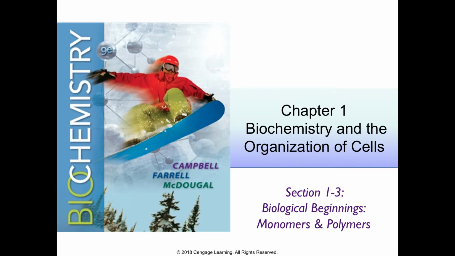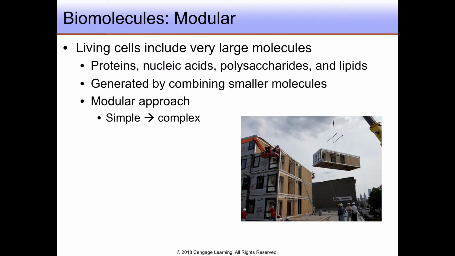Let's continue our studies of the beginnings of biological compounds by comparing and contrasting monomers and polymers. In order to function, living cells must include some very large molecules, including protein, nucleic acids, and lipids, each serving a function as unique as its structure. These larger molecules result from combining smaller molecules in a kind of modular approach.